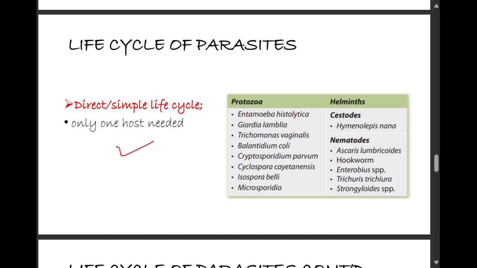Also Trichomonas vaginalis, G. lamblia, among others. There are a lot. When you look at this very slide, there are a lot right here. You have Ascaris lumbricoides.